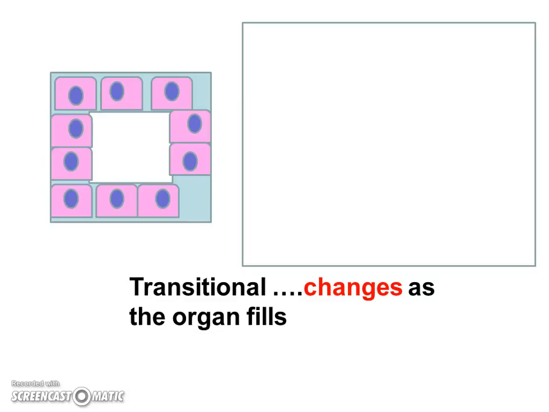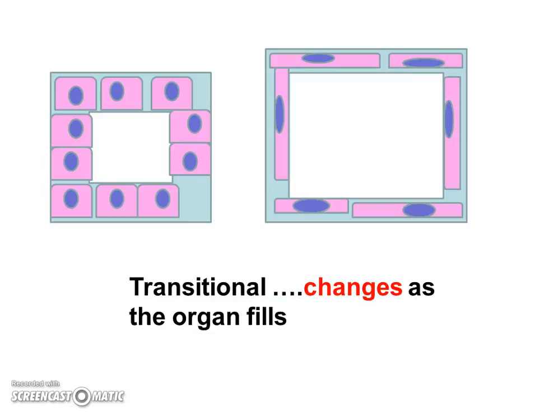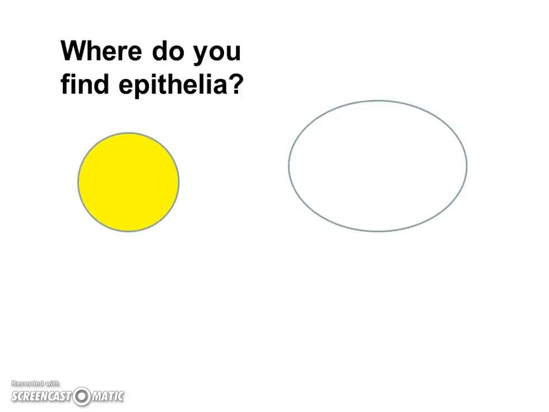I drew a bunch of simple cuboidal cells surrounding this space, and that's supposed to be my organ, maybe like the urinary bladder. When the urinary bladder is empty, those cells look cuboidal, as tall as they are wide. But as my organ fills up with urine, my epithelial cells are stretched, and now they look more squamous. So we call cells that change their shape as the organ that they make up changes transitional, because they change.